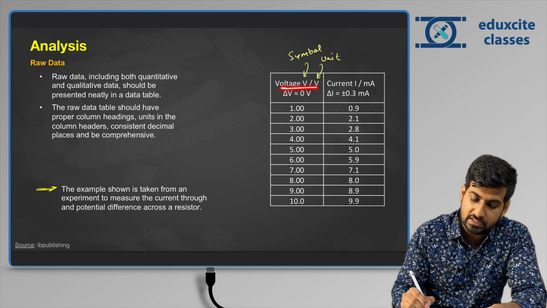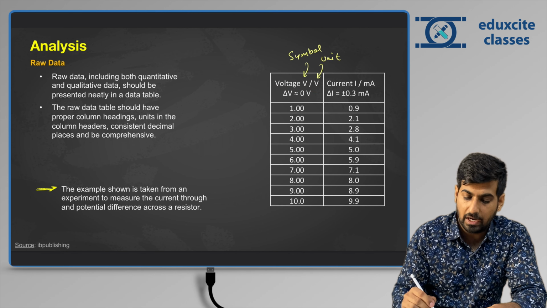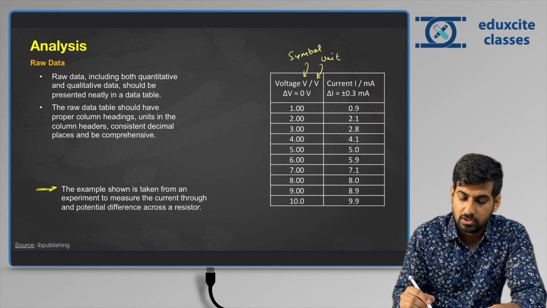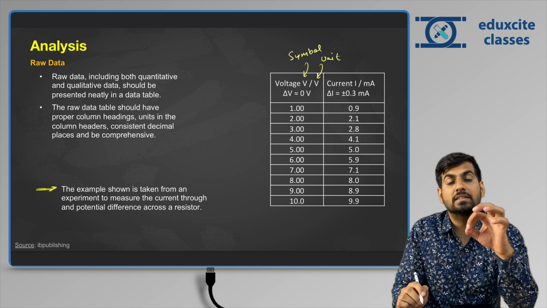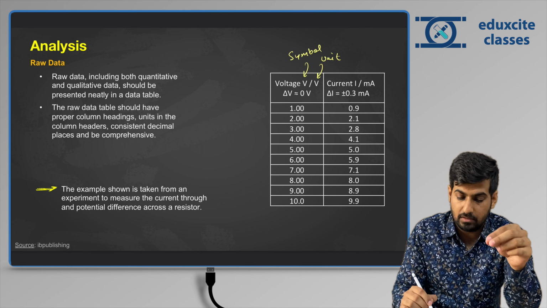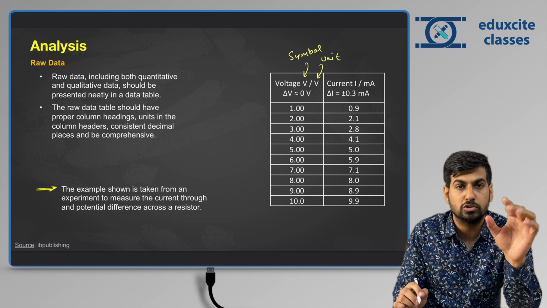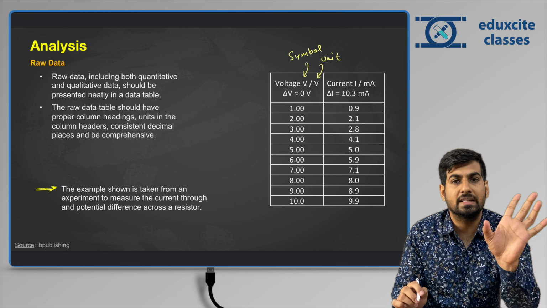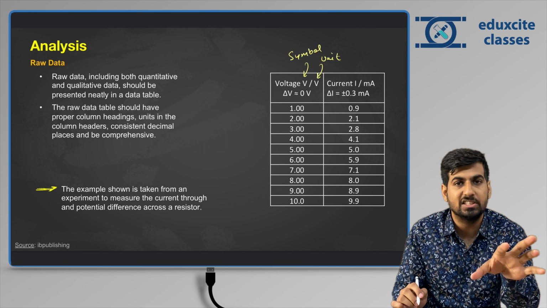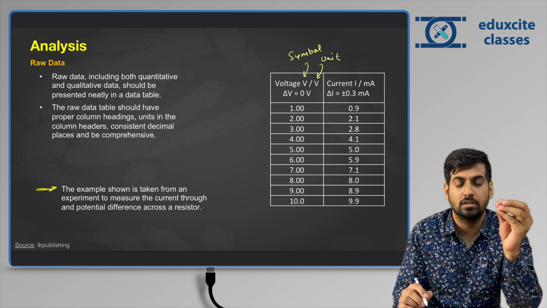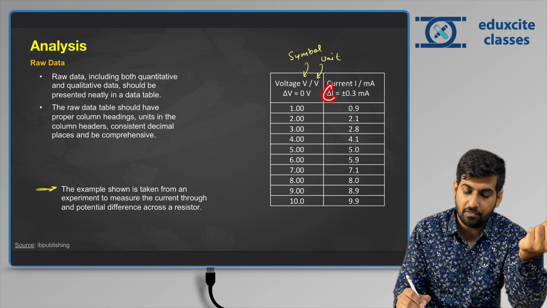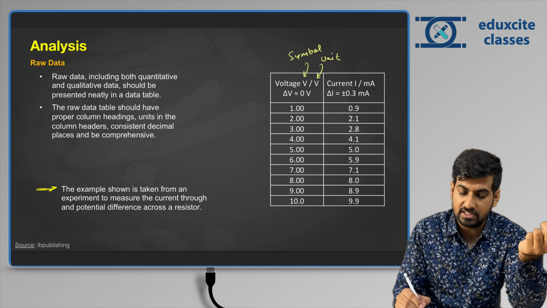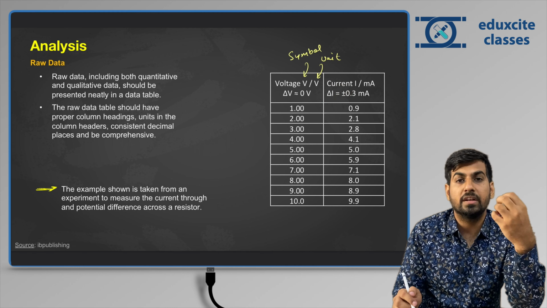So the voltage is varied and at different voltages the current is measured. You can see delta V is nearly equal to 0 volt. It means the uncertainty in the voltage is 0 volt. So if it is 0 volt, please mention it as it is. If it is negligible, just mention that the uncertainty or change in the voltage measurement is 0. But for measuring the current, you can see there is an uncertainty of 0.3 milliampere.